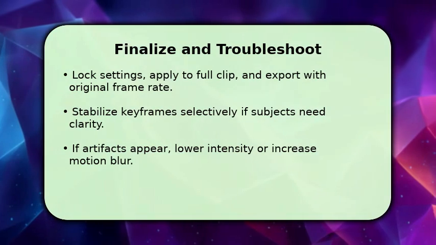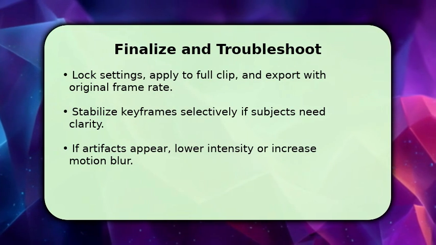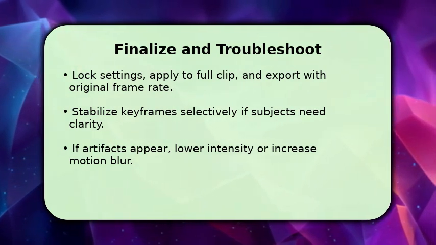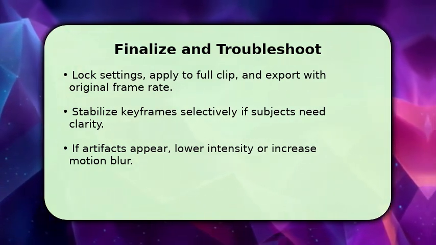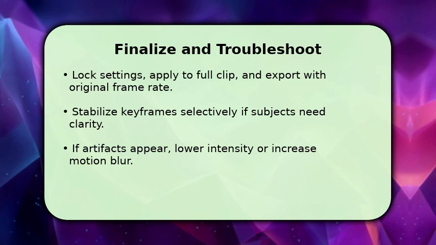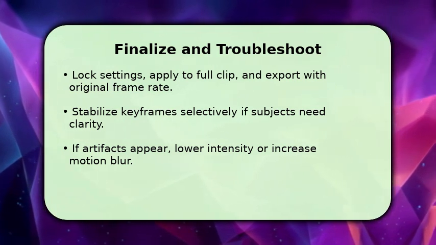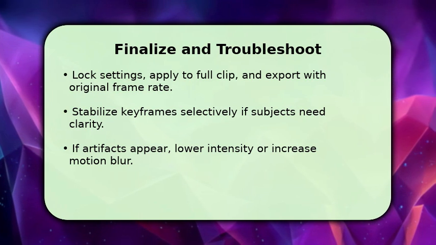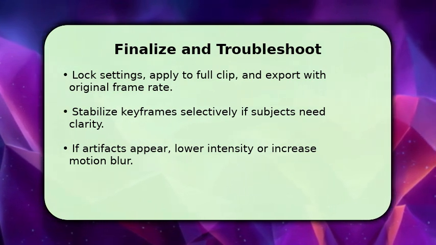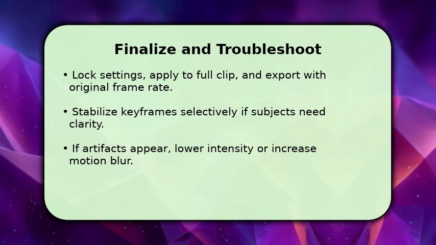Finish by locking your chosen settings and applying them to the full clip, then export using the original frame rate to avoid judder. If certain frames need clarity, use selective keyframe stabilization on faces or text while keeping background shake. When you render, preview the entire file at real speed to confirm timing.